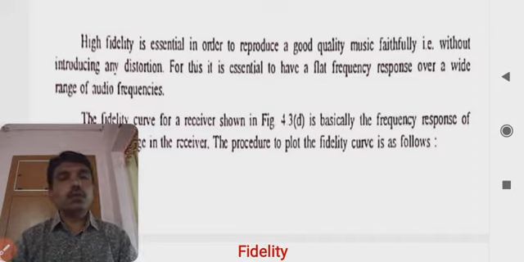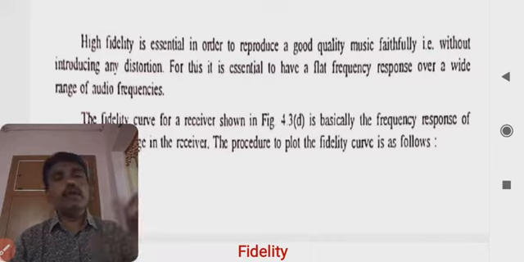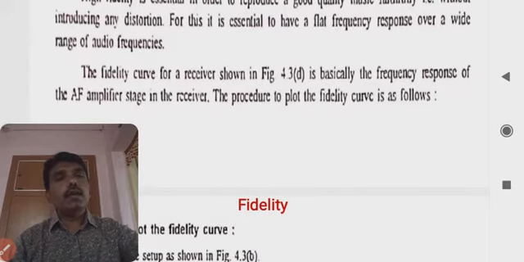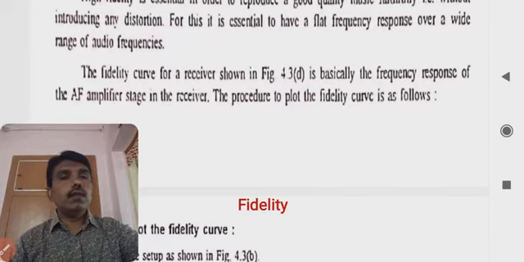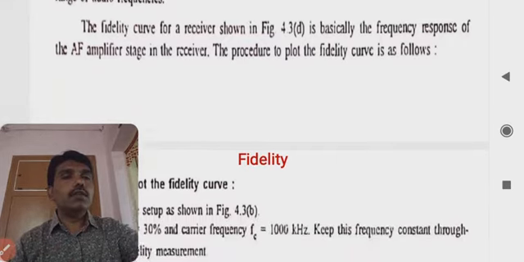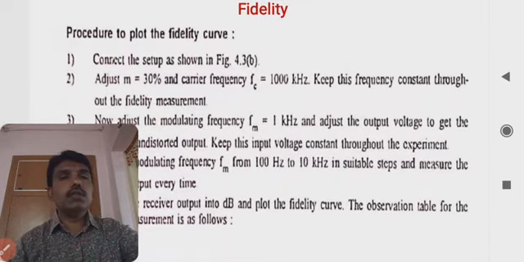High fidelity is essential in order to get a good response for music without introducing any distortion or noise, and that requires a frequency response over a wide range of audio frequency. The fidelity curve for a receiver, as shown in the previous diagram, is the frequency response of the AF amplifier stage in the receiver. At this stage the receiver should work in this fashion.